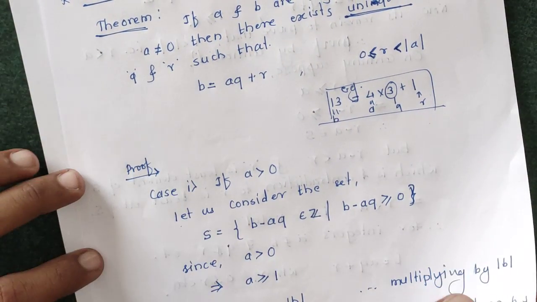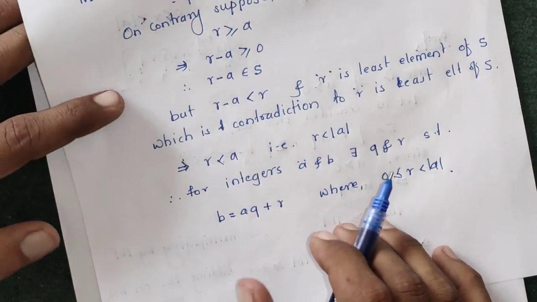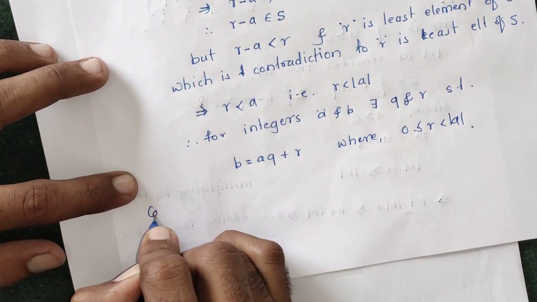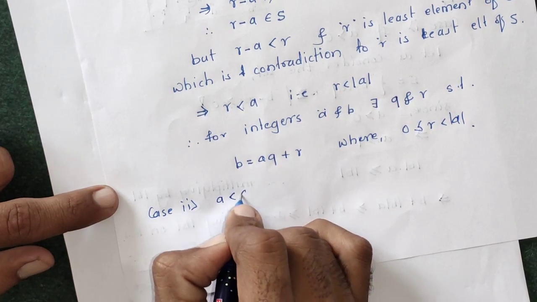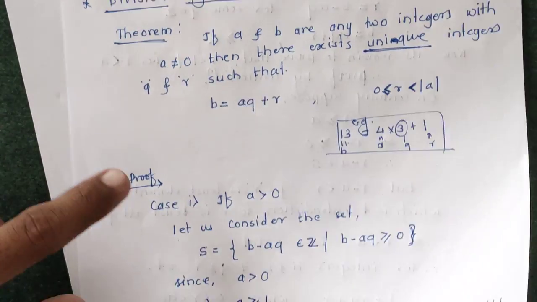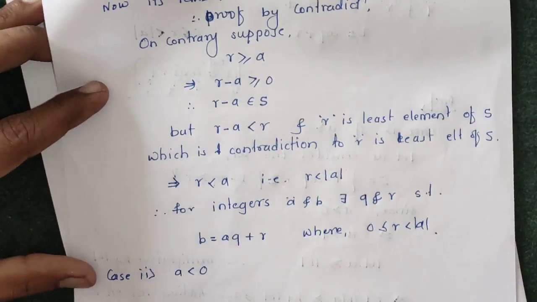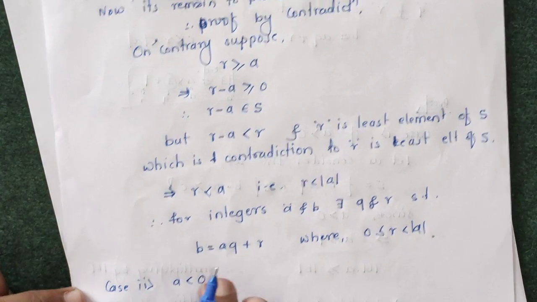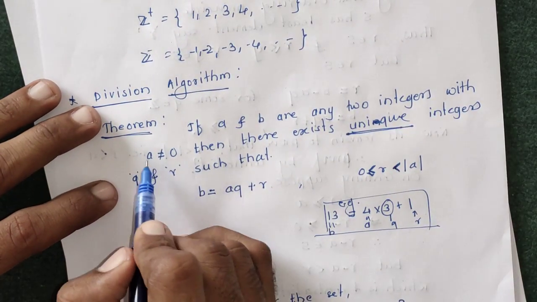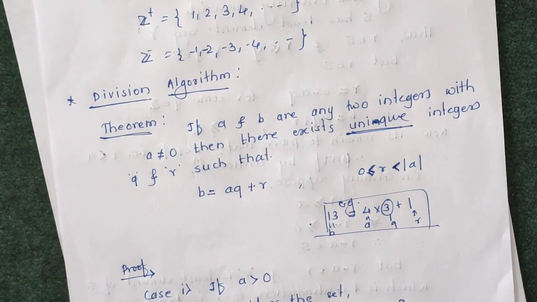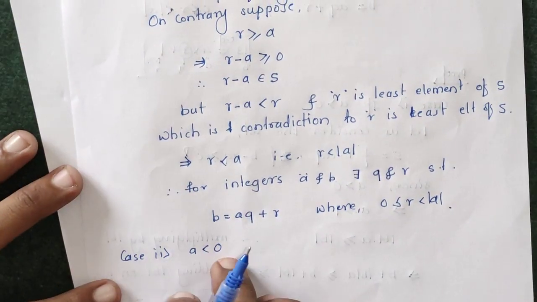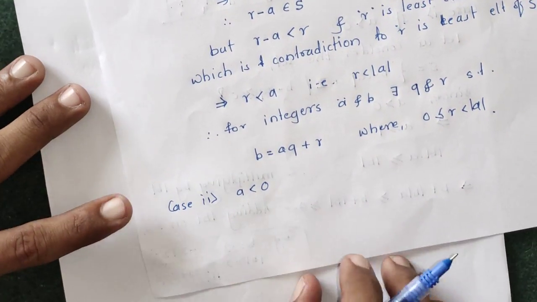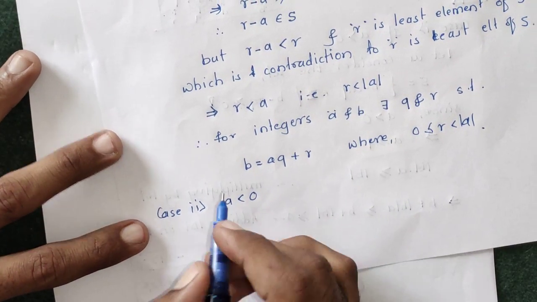Now we have to prove this result for a less than 0. Case second, if a is less than 0. For a strictly greater than 0 we have proved it, and now we are going to prove this for a strictly less than 0. Since a is non-zero, either a is a positive integer or a negative integer. For positive integers we have proved this result. Now we prove it for negative integers.